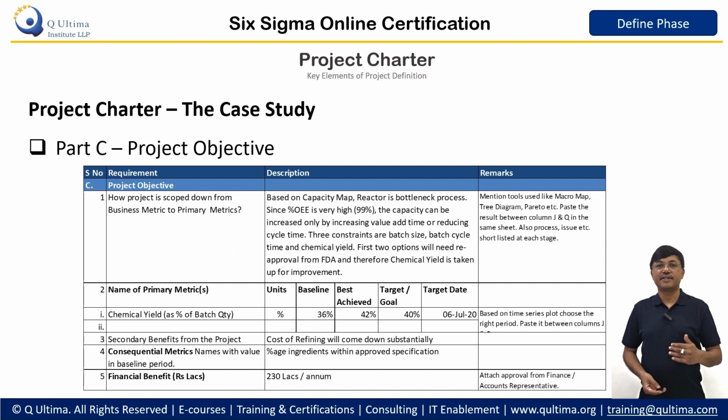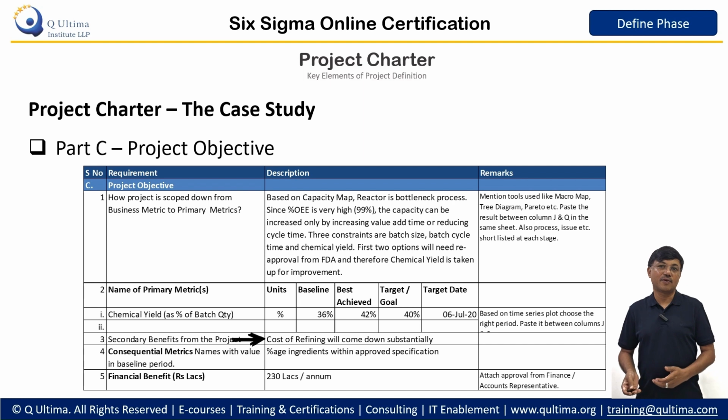Then we define the metrics one by one. The first metric that we define is the primary metric, which in our case is yield, and our objective is to improve it from 36% to more than 40%. Then comes the secondary metric. The secondary metrics are the benefits which will come anyway if we try to improve our primary metric. In this case, for example, cost of refining will go down because the yield itself is more, and therefore that benefit will come and margin will also increase.